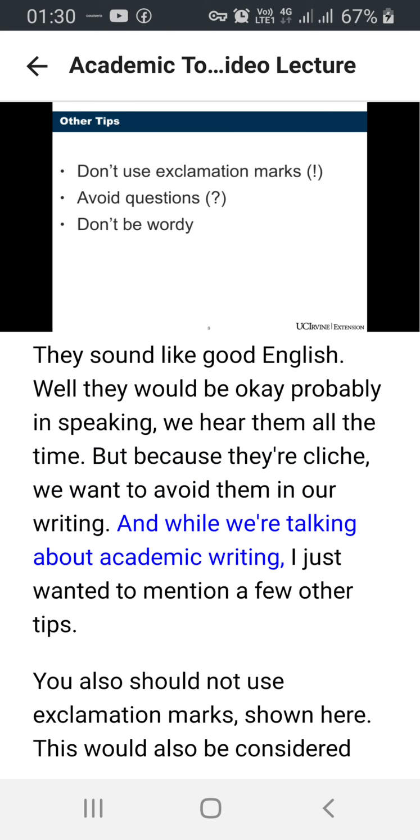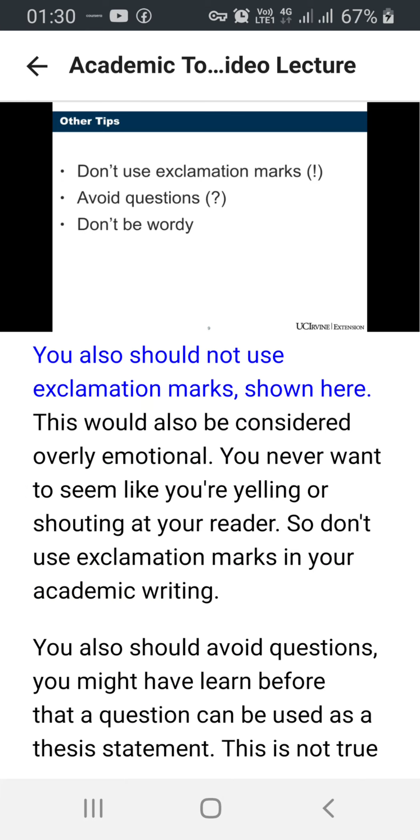And while we're talking about academic writing, I just wanted to mention a few other tips. You also should not use exclamation marks, shown here. This would also be considered overly emotional. You never want to seem like you're yelling or shouting at your reader. So don't use exclamation marks in your academic writing.